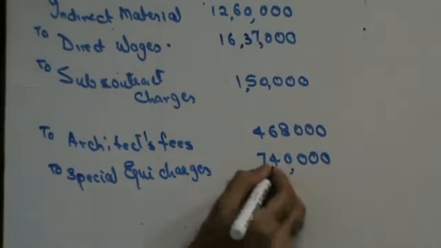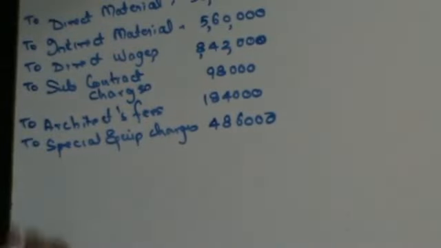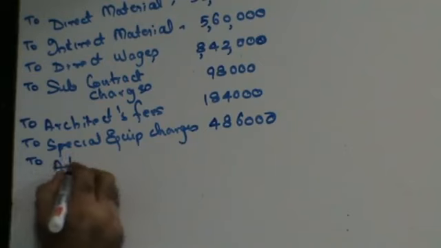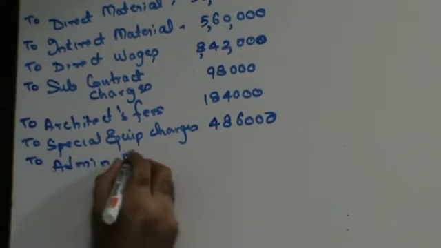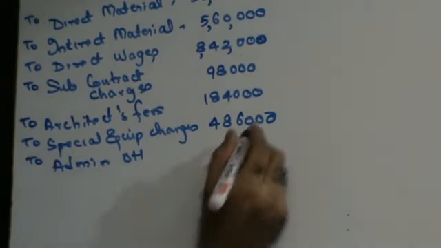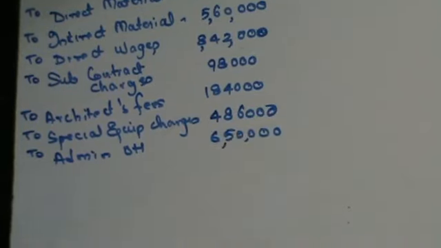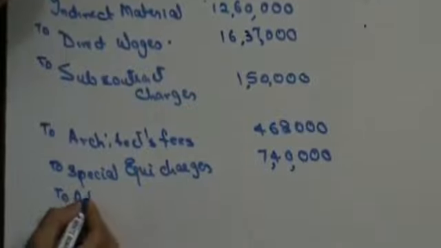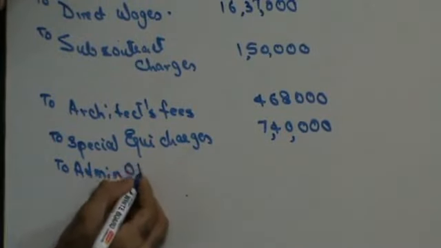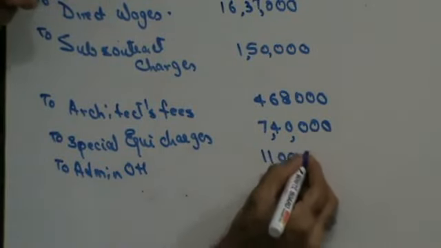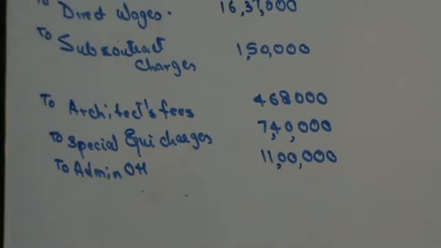Now let's get to the entry that you had missed. To administrative overheads. How much is administrative overheads? 6 lakh 50,000. In the total contract, administrative overheads are 11 lakhs. Right? Next.